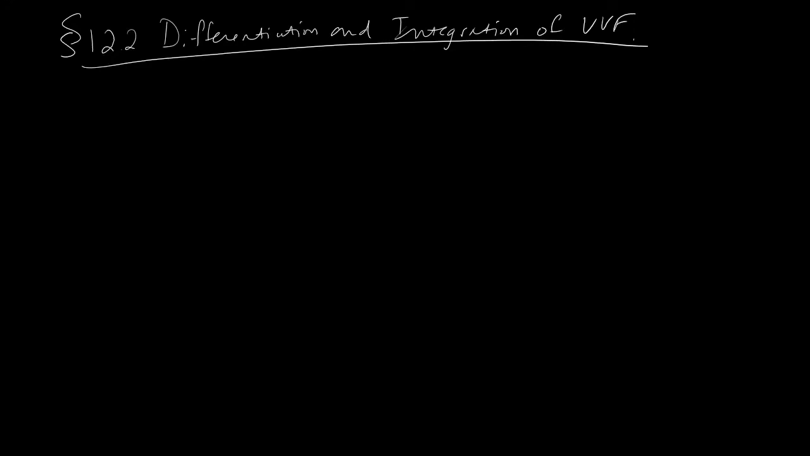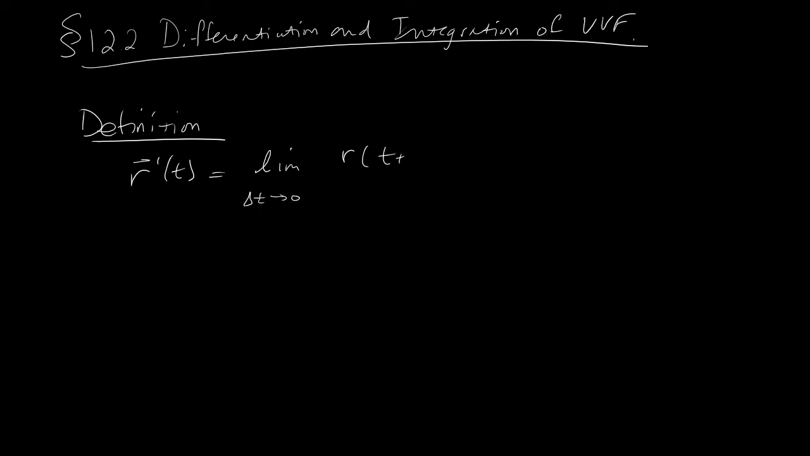All right, so section 12.2, differentiation and integration of the vector valued function. So let's begin with the definition of the derivative. r prime of t is equal to the limit as delta t goes to 0 of r of t plus delta t minus r of t, both of those are vector valued functions, divided by delta t, for all t for which this limit exists.